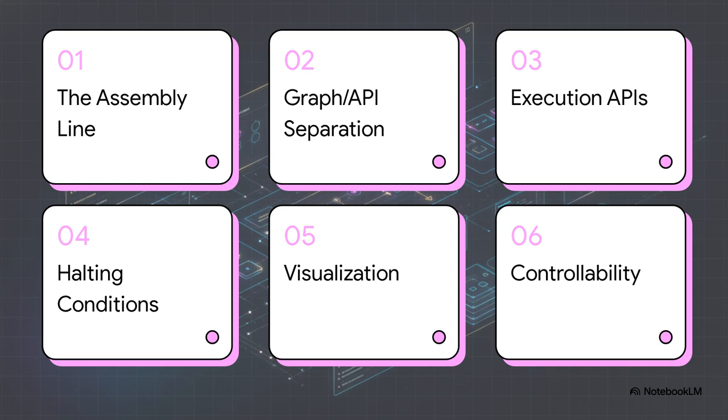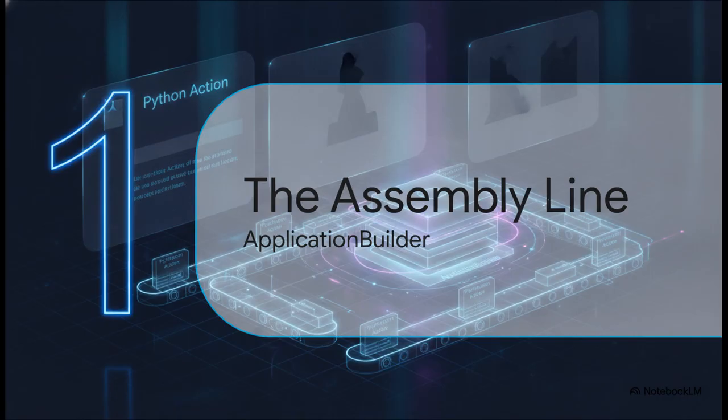Here's our roadmap. 1. The assembly line. 2. Graph and API separation. 3. Execution modes. 4. Halting conditions. 5. Visualization. And finally, 6. Deliberate controllability. Section 1. The assembly line.